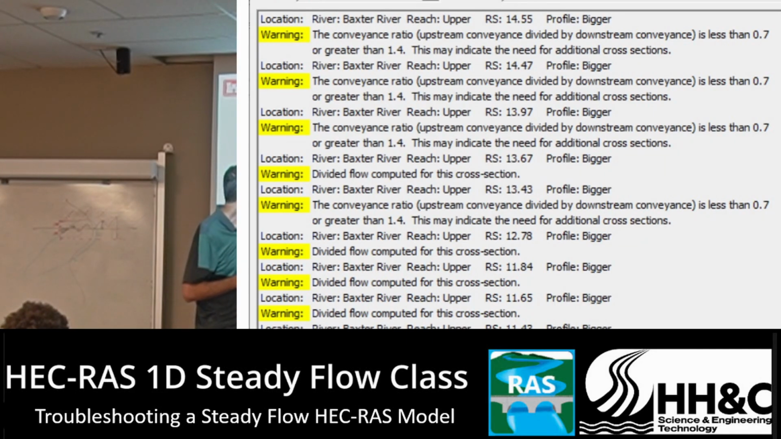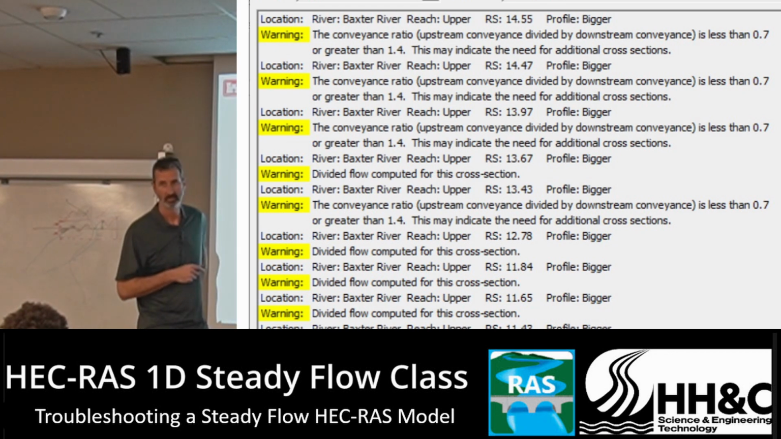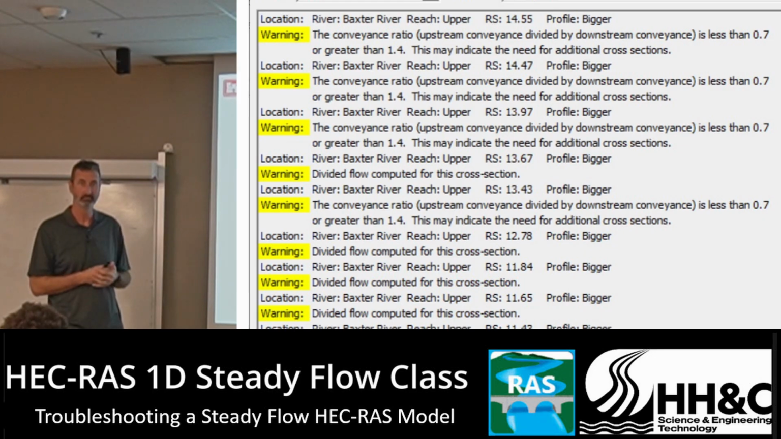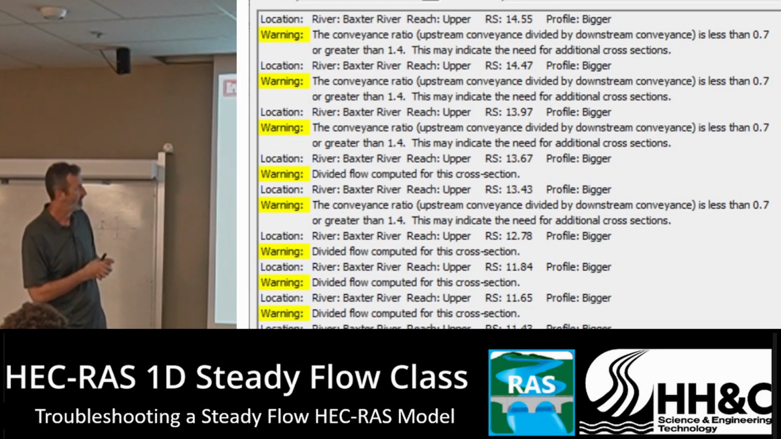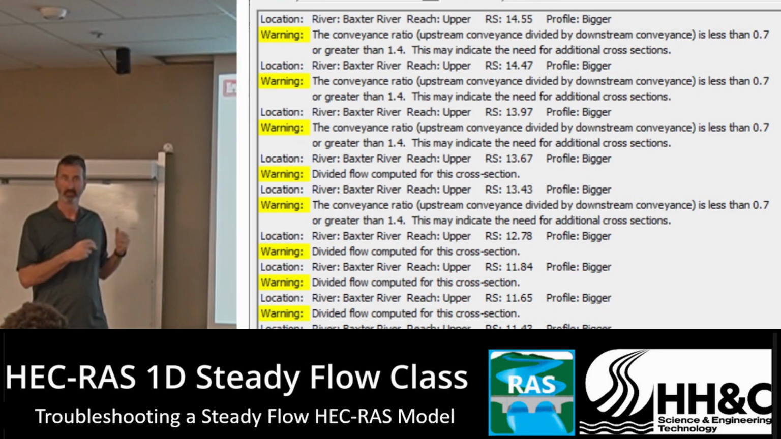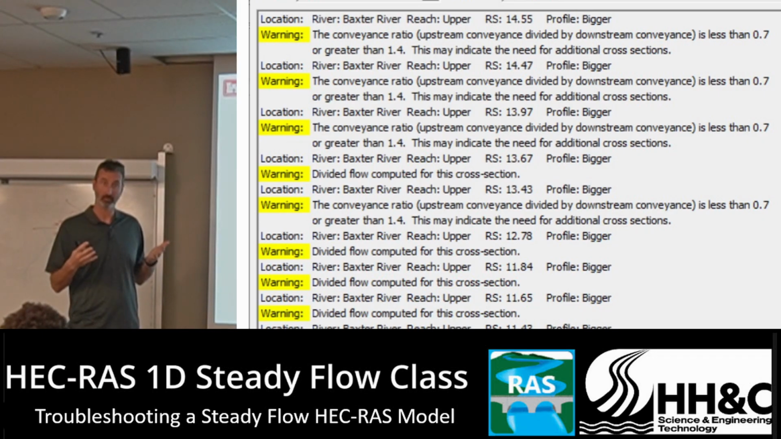So what do we got here? We got the conveyance ratio, upstream conveyance divided by the downstream conveyance is less than 0.7 and greater than 1.4. So conveyance has to do with the capacity for it to transfer water in that cross section. And at any given profile, we're saying that it dramatically was different. So why would it be dramatically different? Well, it either got way wider or way narrower, or the n value went way up or way down.